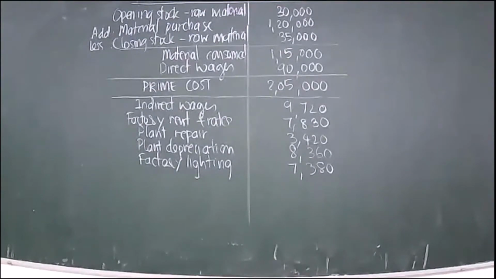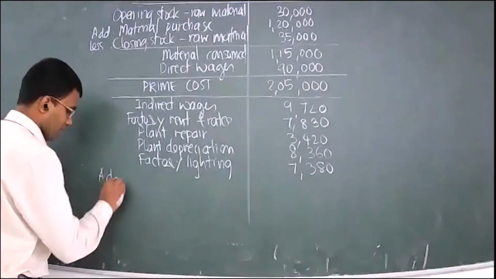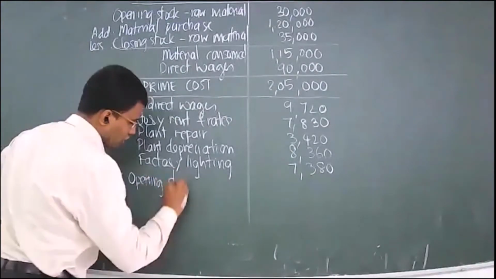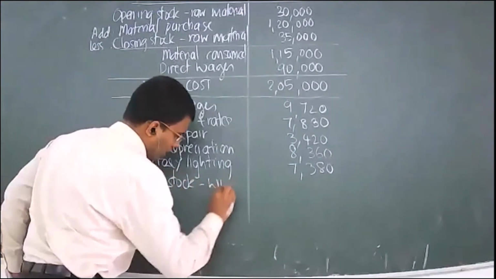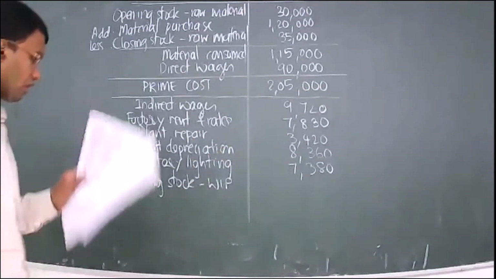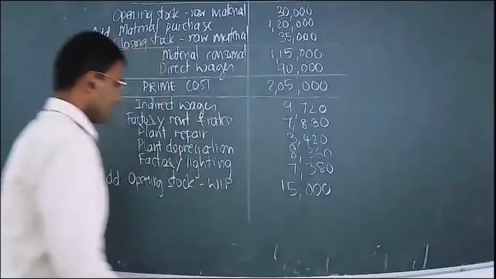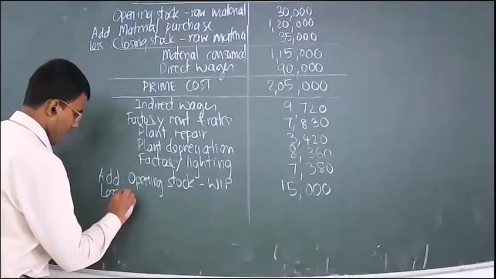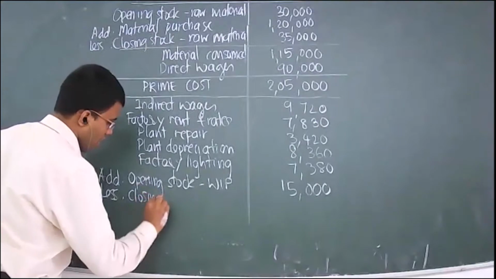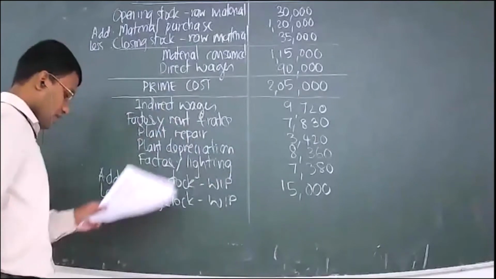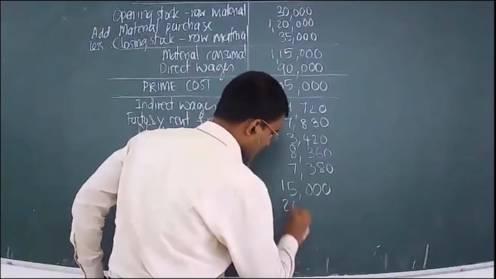Now, there's one more important item that we have to consider over here. We have been given the level of work in progress. So let us add opening stock of work in progress. Opening stock of work in progress is 15,000. Subtract closing stock of work in progress. Closing stock of work in progress is 20,000.